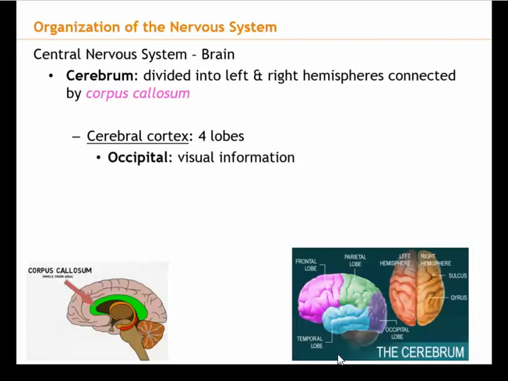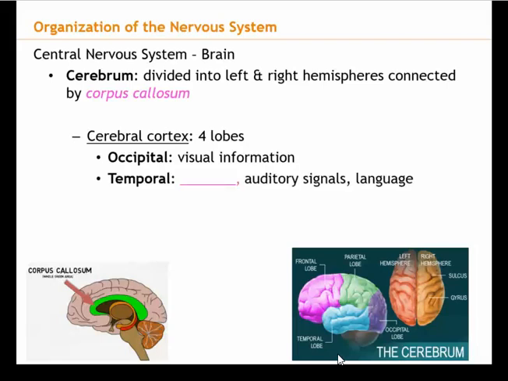So first is the occipital lobe. We know occipital is our visual information. So it interprets information from the retina of the eyes, so our visual stimuli. It recognizes color, objects, faces, words, movement, depth, and hallucinations.